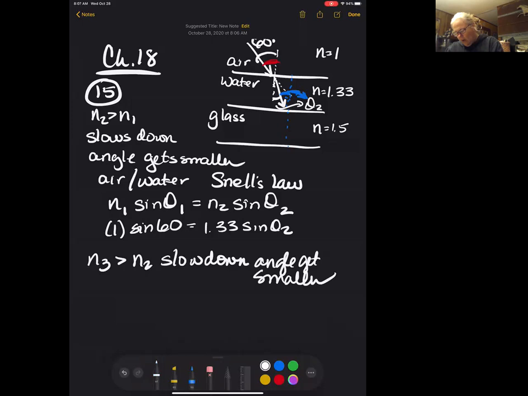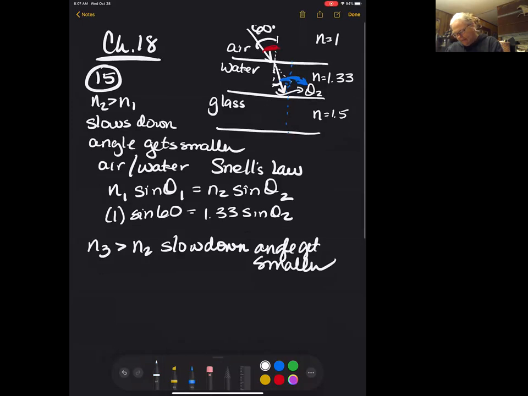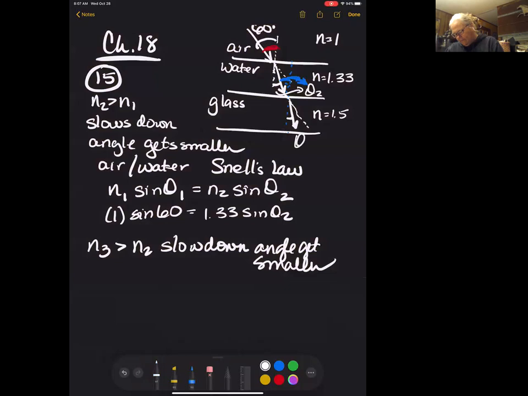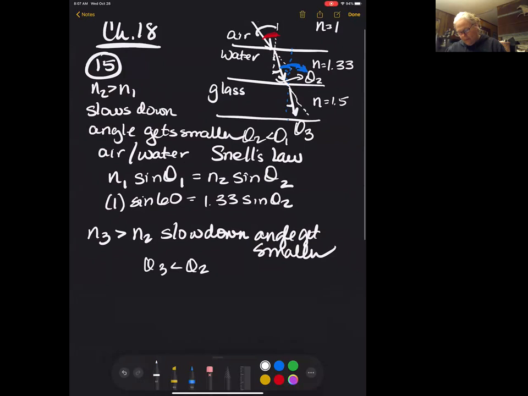Okay, so that means that the light, instead of going on through at whatever angle it comes in at, is going to be an even smaller angle. So I know that theta 3 is going to be smaller than theta 2, just like I knew up here that theta 2 was going to be smaller than theta 1. Okay, because the light is slowing down, and that's because it's going to a larger index of refraction.